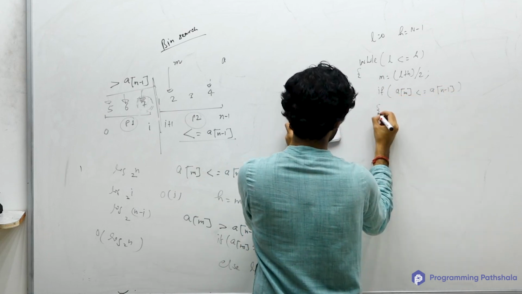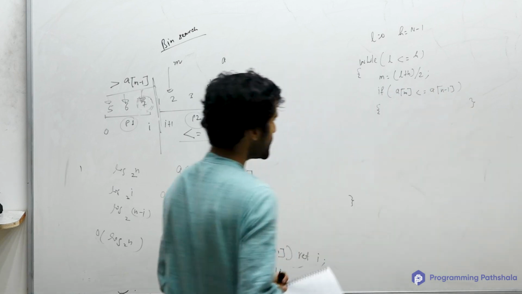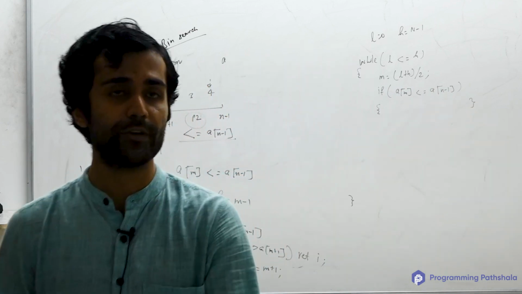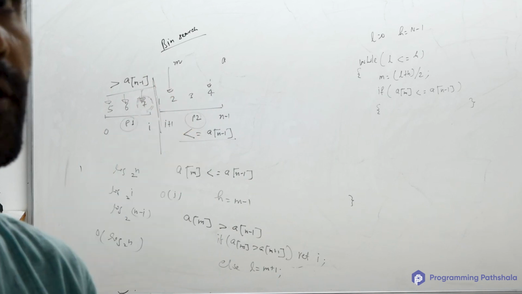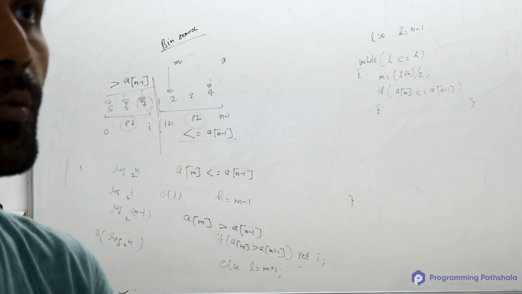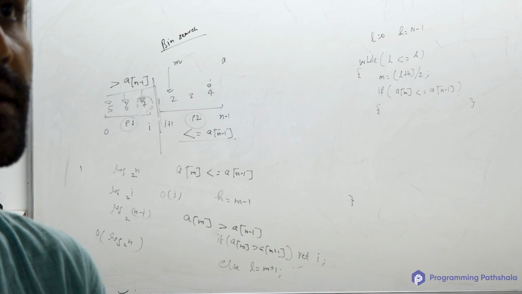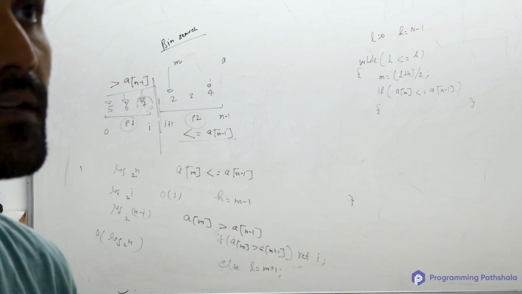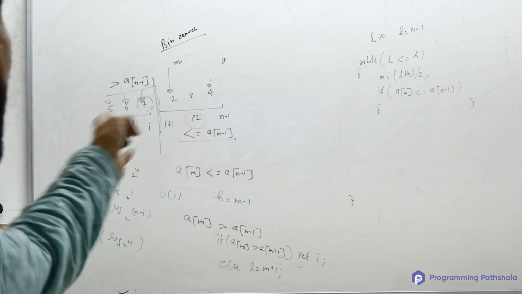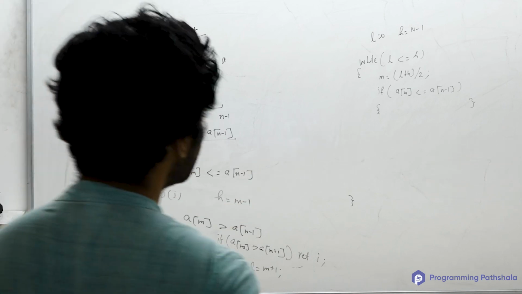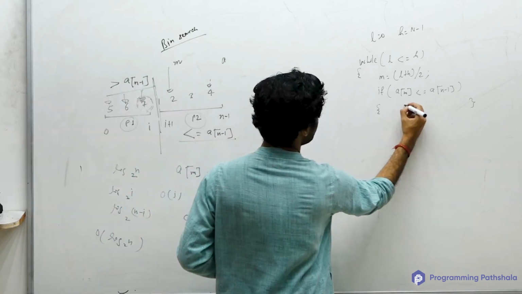Can somebody tell me what should I write here? If a of mid is smaller than equals to a of n minus 1, if my current element is smaller than or equals to the last element, which part are you in? Are you in first part or second part? You are in the second part. So your answer lies to the left. So what will you do? You will move to the left. To move to the left, you will do high equals to mid minus 1.